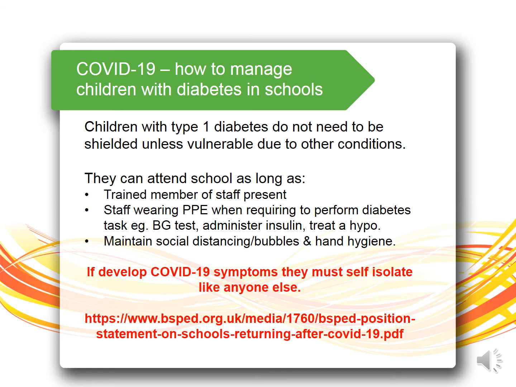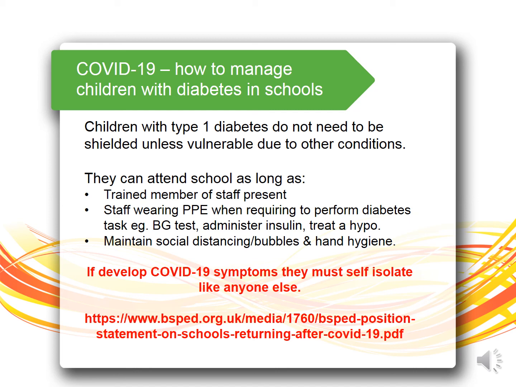So that comes to the end of the theory aspect of managing diabetes in schools. I'm now going to talk about COVID-19 and the legal aspects. So children with type 1 diabetes do not need to be shielded unless they are vulnerable due to other conditions. They can attend school as long as the following criteria are available.